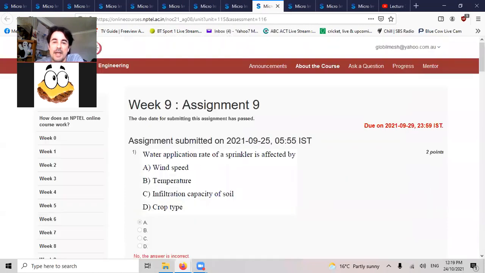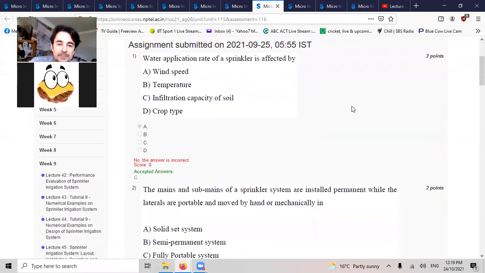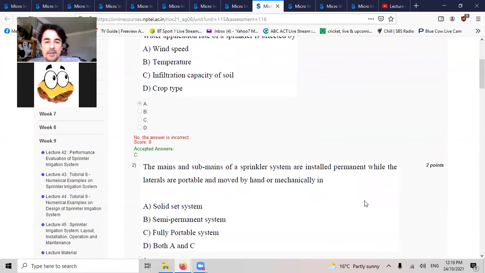Week 9. Water application rate of a sprinkler is affected by wind speed, temperature, infiltration capacity of the soil or the crop. Mains and submains of the sprinkler system are installed permanent while the laterals are portable. Well, it's semi-permanent.